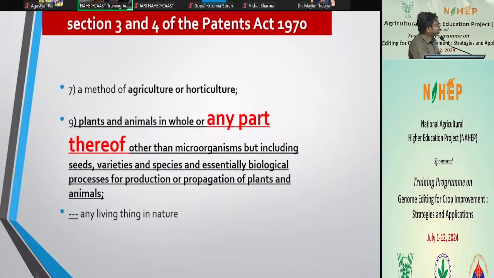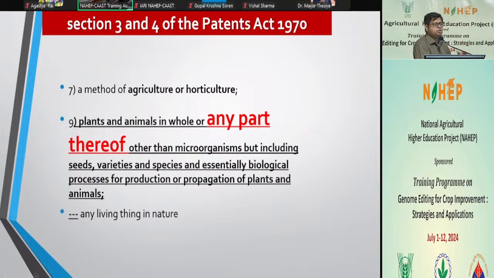So what are those sections 3 and 4 of the Patents Act 1970? It says that a method of agriculture or horticulture cannot be patented. So it is talking about what cannot be patented, right? Everything can be patented, but there are some restrictions. For example, if you do some agronomic research and come up with a technology that, by doing this row to row distance or this kind of planting geometry, I can enhance the yield, and say, please give me a patent. No. Any method of agriculture, horticulture, no patent.